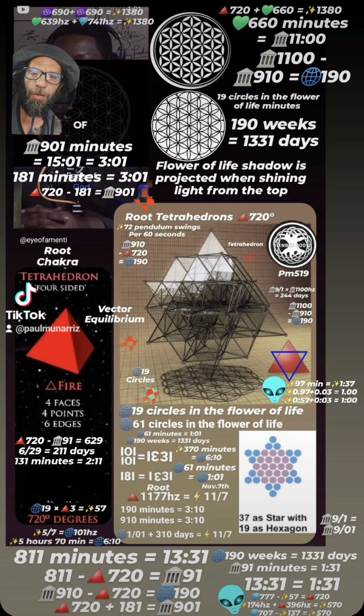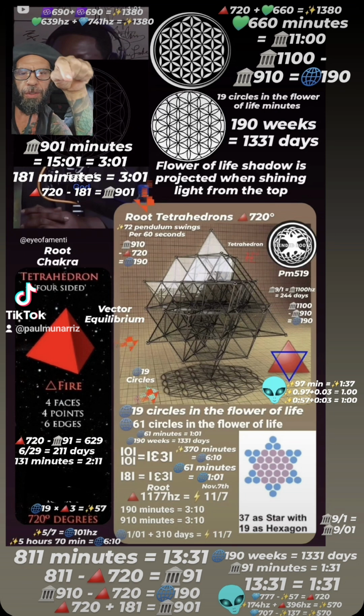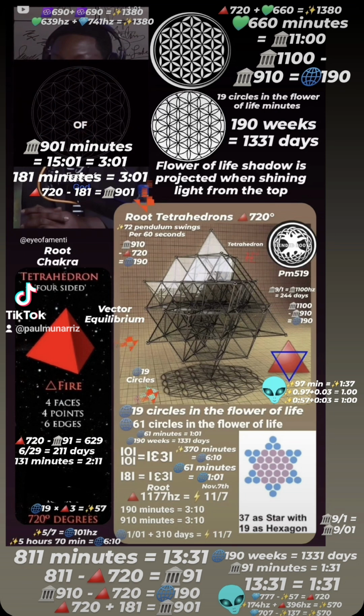Let's talk about the flower of life. At the root chakra, we have the tetrahedron, fire at 720 degrees, like 72 pendulum swings per 60 seconds on a clock. Now, let's see, where should we start here? Whenever we intersect two tetrahedrons, see those glass tetrahedrons intersecting, creating the vector equilibrium?